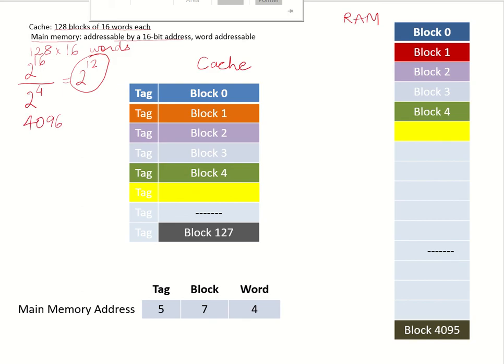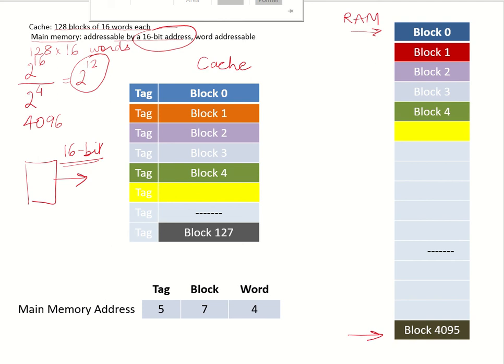So here is block 0 and here is block 4095, and the size of each block would be the same as the size of the cache block. So if the cache block is of size 16 words, then the main memory block is also of size 16 words. So if a 16-bit address is sent out by the processor, because the main memory is addressable by a 16-bit address, how will this address be interpreted?